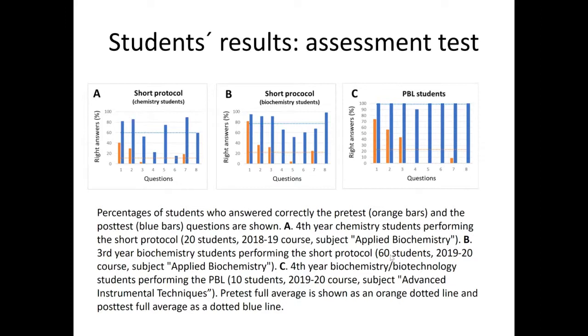If we see here the results obtained in these 3 graphs, in orange we see the pre-test results, and in blue the post-test results. We can see here that in all the 3 cases the results were very good. They were better in the case of PBL students, but they were also quite good in the case of the short protocol. We can say that the students had learned. The orange dotted line is the full average for the pre-test, and the dotted blue line is the full average for the post-test.